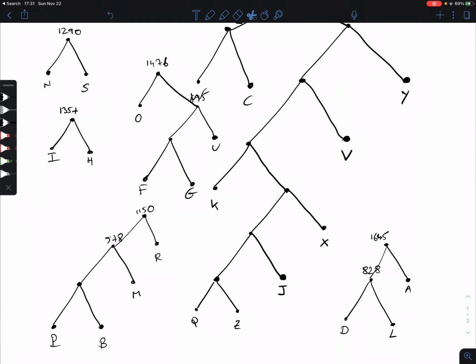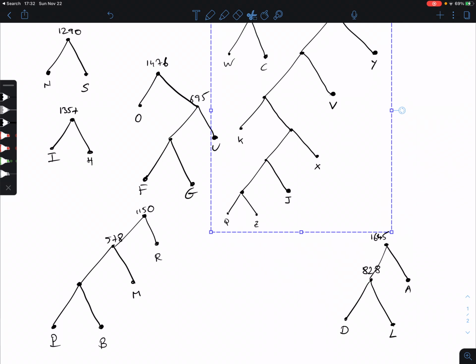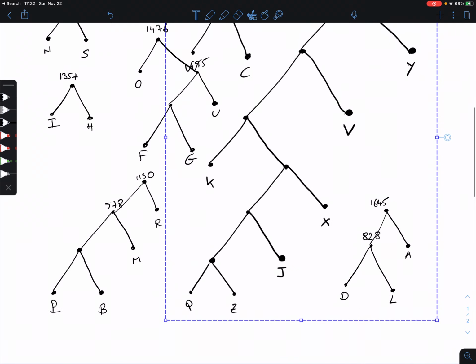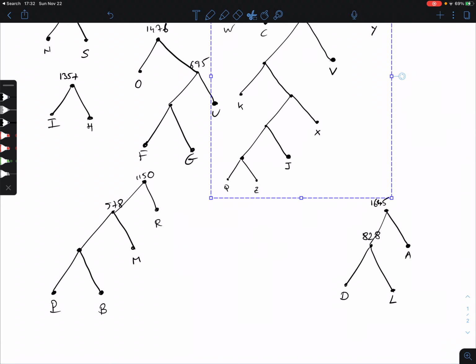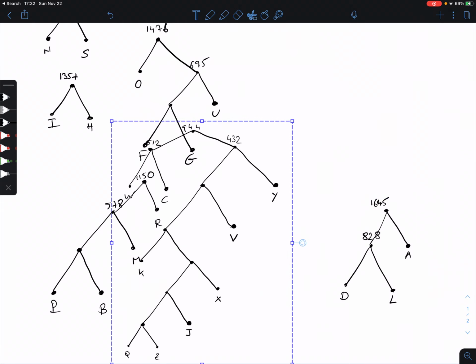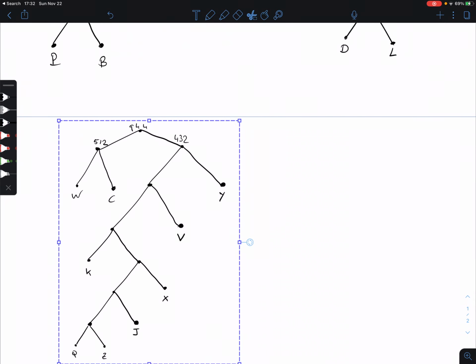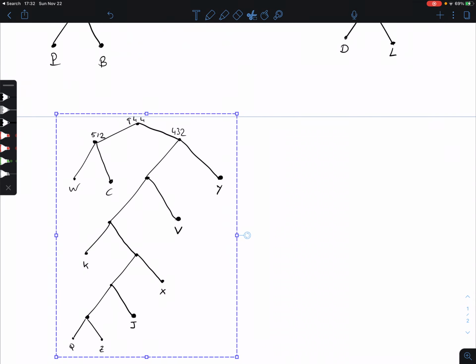Sorry. Why does he keep enlarging? That's why I shouldn't drag on these corners. Sorry guys, this tool is not something I do very often.